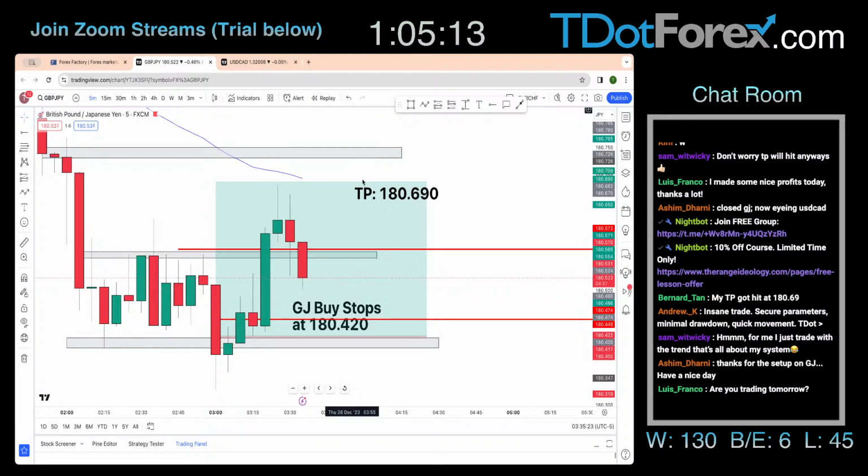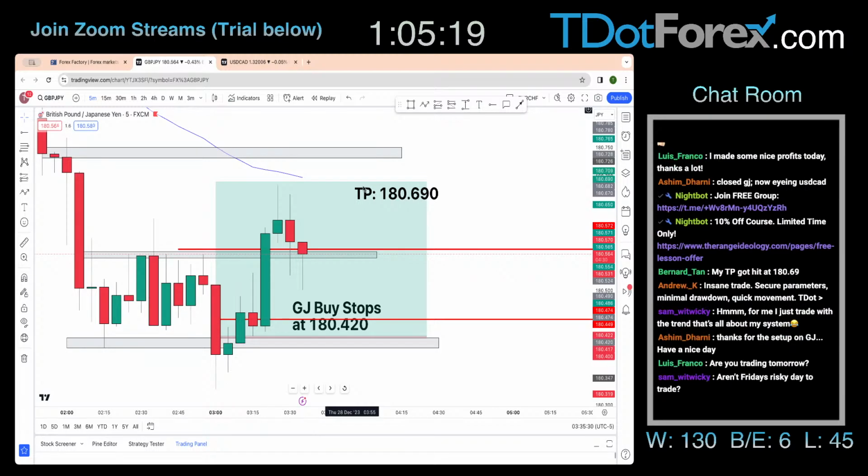Clean exit right at the top. Exit manually. Nice. Okay, perfect. Closed early at 50 pips in profit, but I caught 80 pips. Nice. I see that as well.